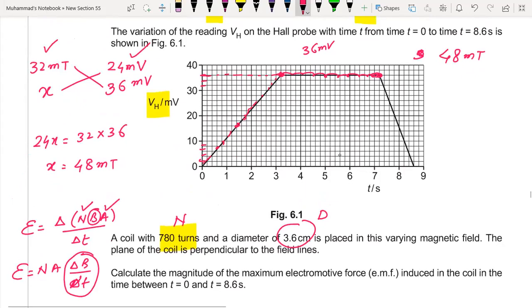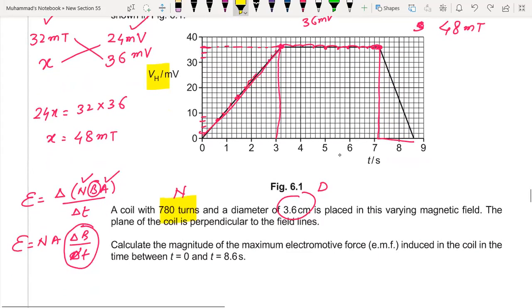So in this part, the gradient, the steepness, is smaller than that part. The gradient in this part is more than that. So we will find the change of magnetic flux density in this part, and we will use this time to calculate induced EMF. The idea is very simple.